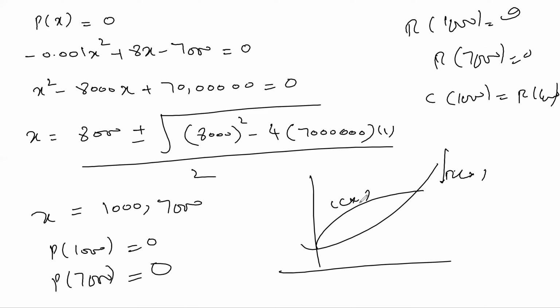This is your solved example in the book. You can go through it. This is how we calculate marginal analysis and things like that. So that is it.